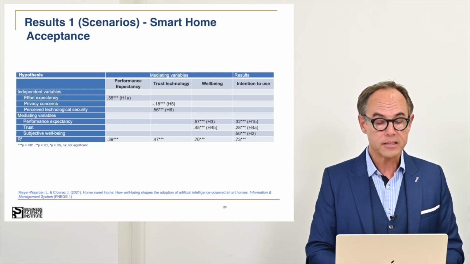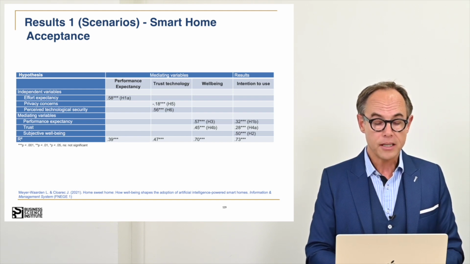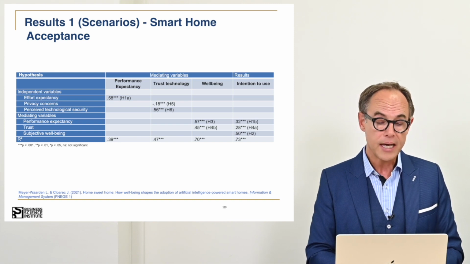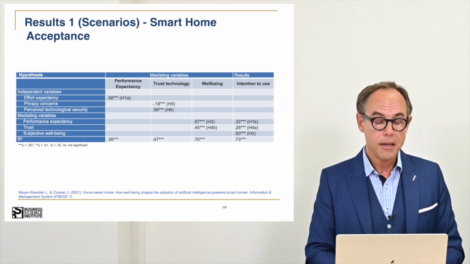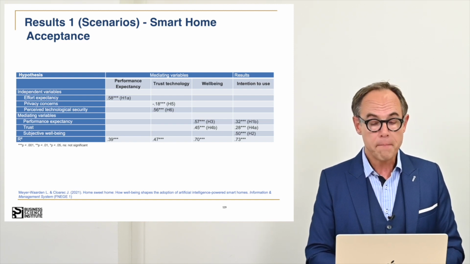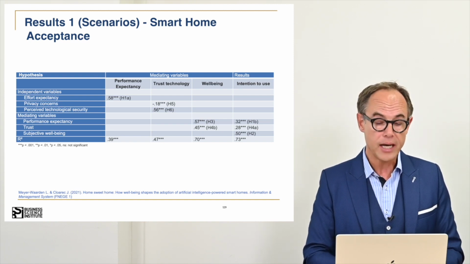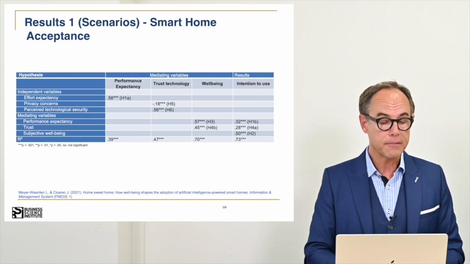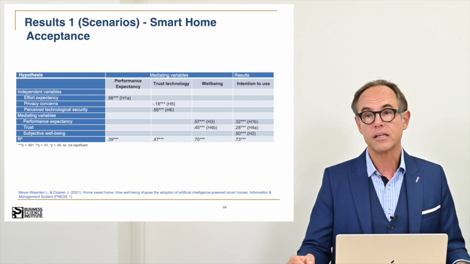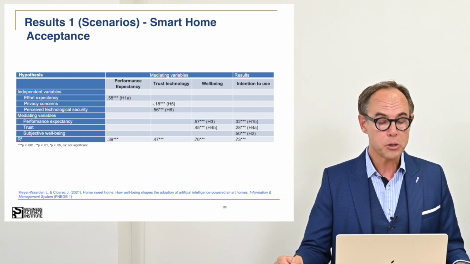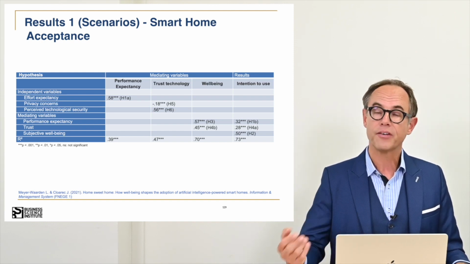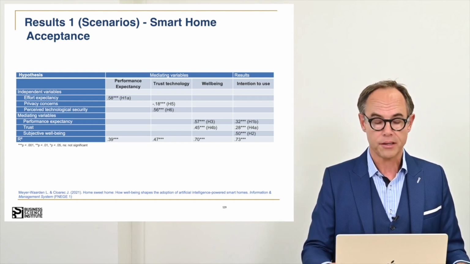We can see that trust positively and significantly impacts intention to use, H4A. We can see that trust positively and significantly impacts well-being, in line with H4B, which we accept. And we can see that privacy concerns highly significantly negatively impact technology trust, and perceived technology security positively and significantly impacts technology trust.